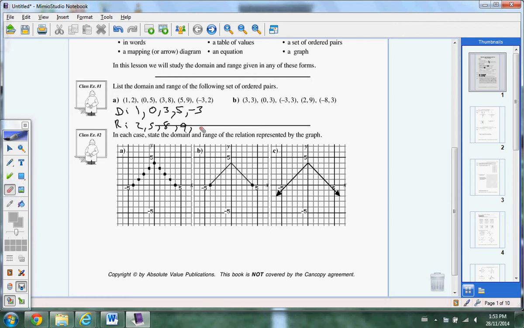Do the same thing for part B. So we've got D: 3, 0, -3, 2, -8. Range: 3, 3, 3, and 9. So just 3 and 9 is my range, because I don't have to write 3 multiple times.